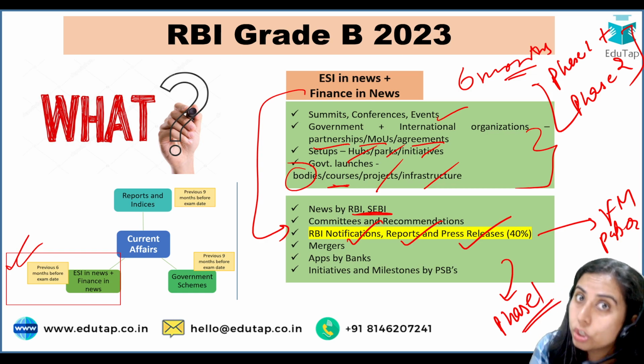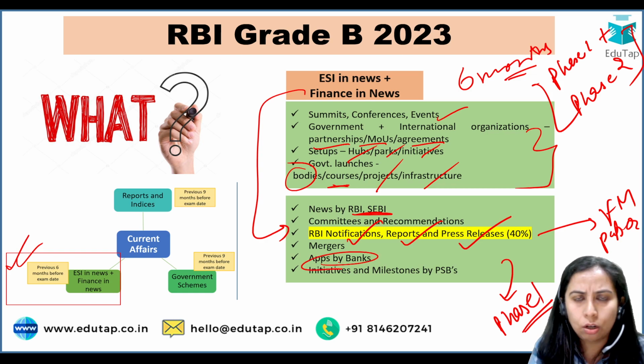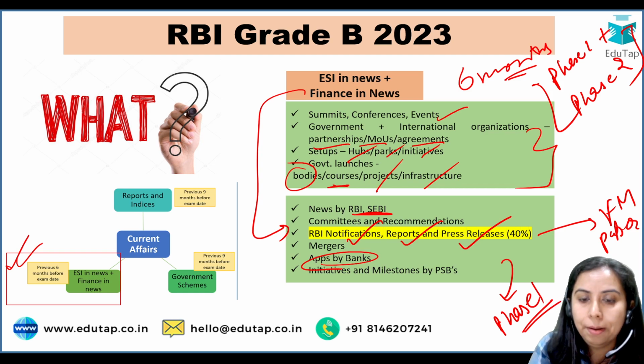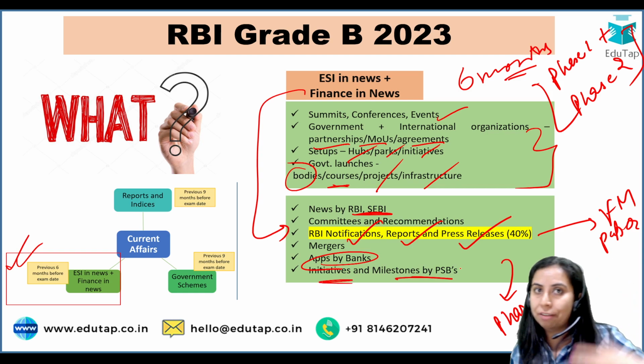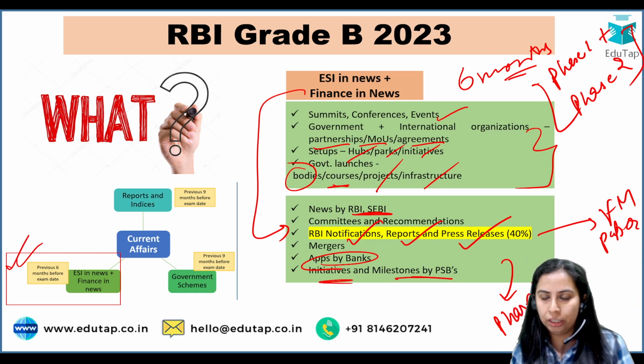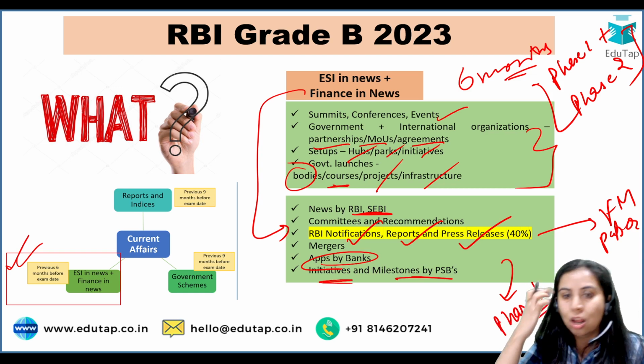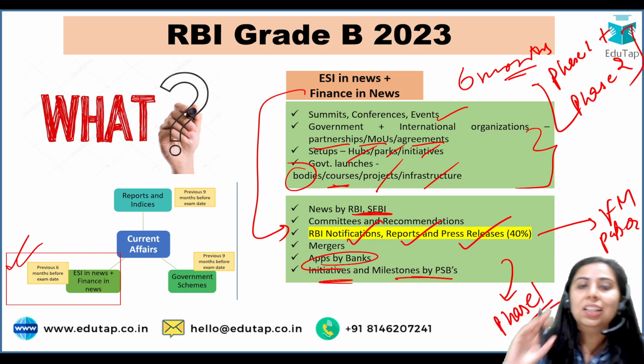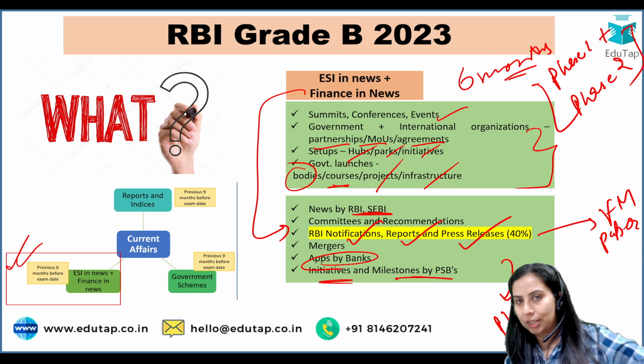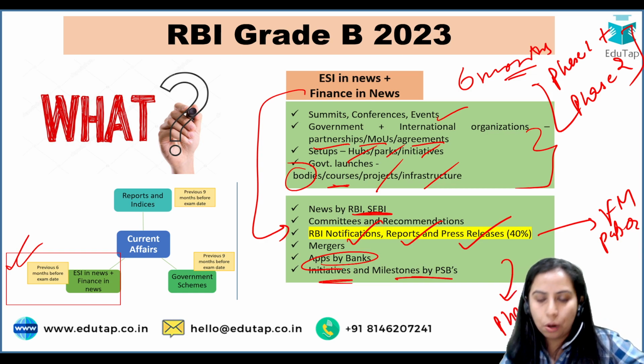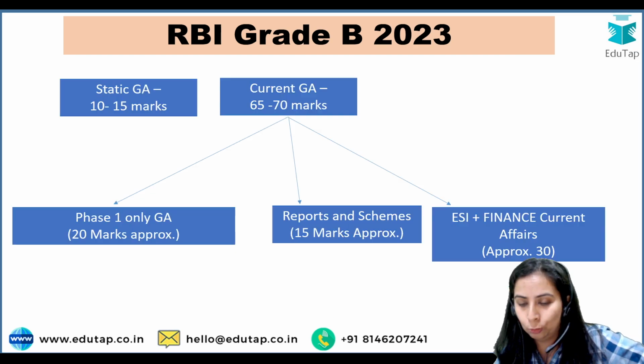Then mergers of the banks, applications that are launched by the bank, digital banking chal raha hai na, initiatives and milestones if have been launched. Koi bade initiatives launch karte hain public sector banks, so those you have to cover. So these are the things that you need to cover from the previous 6 months. So with this, what we have covered is everything for phase 2.